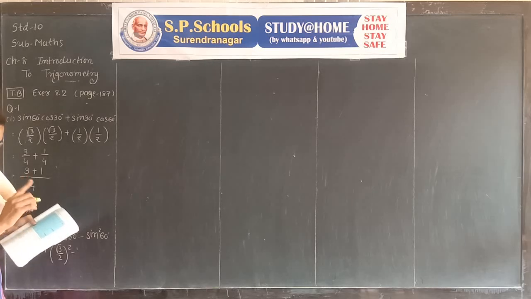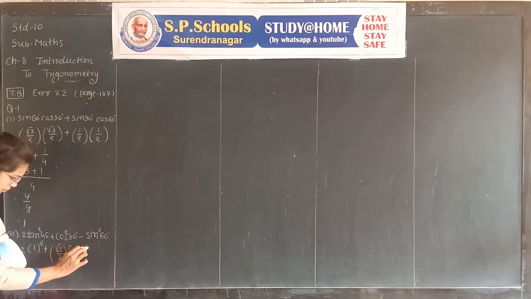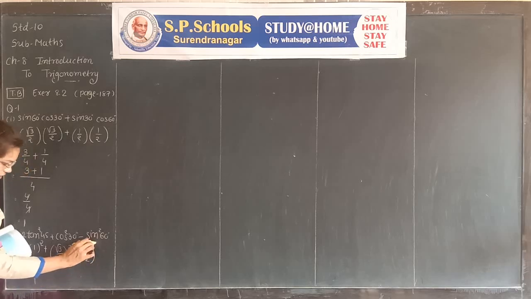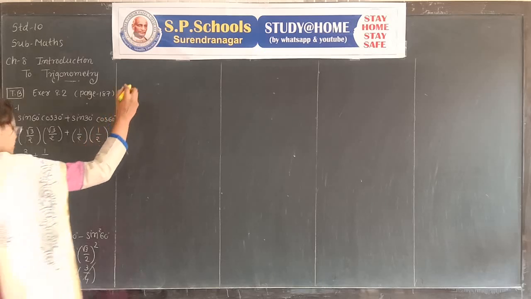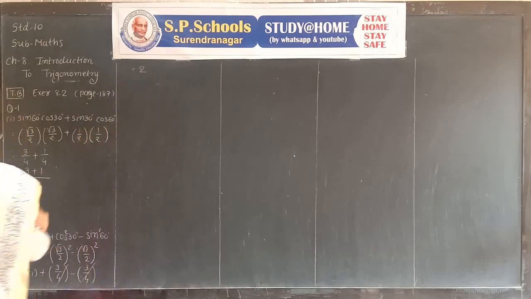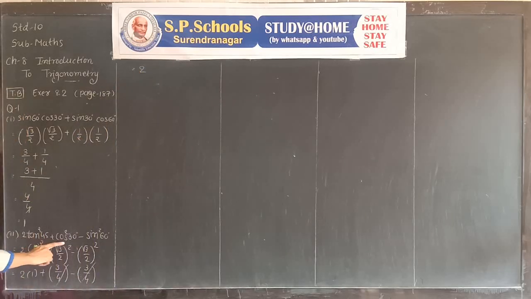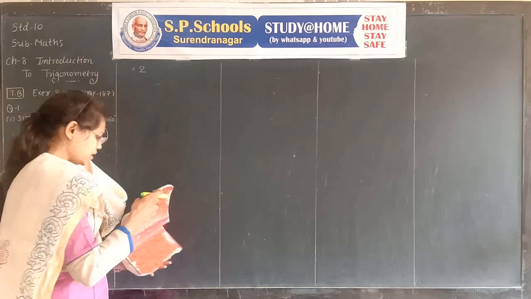sin 60. Sin 60 is root 3 upon 2, but it is squared. So this equals 2 into the square of 1, which is 1, plus root 3 square which is 3, square of 2 is 4, minus 3 upon 4. Here 3 upon 4 and 3 upon 4 are opposite of each other, so they cancel, remaining 2 ones are 2. The value of 2 tan square 45 plus cos square 30 minus sin square 60 is 2.